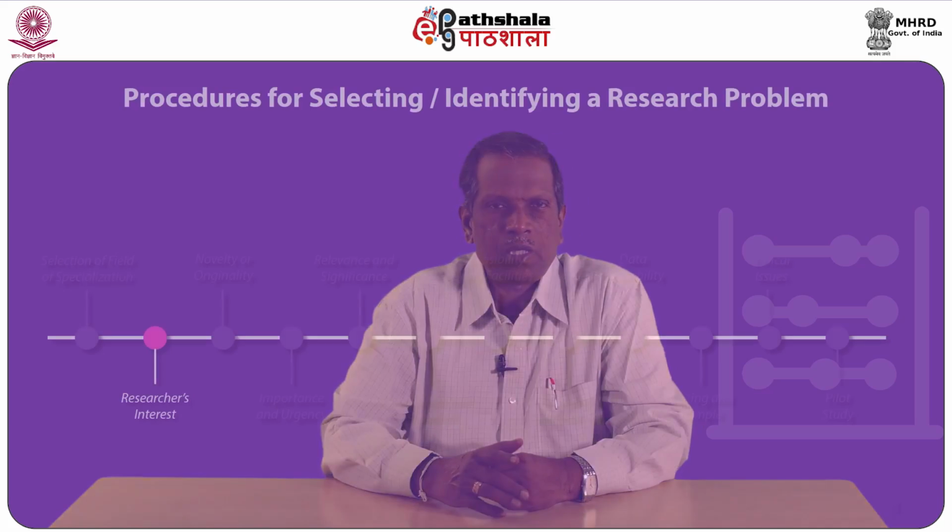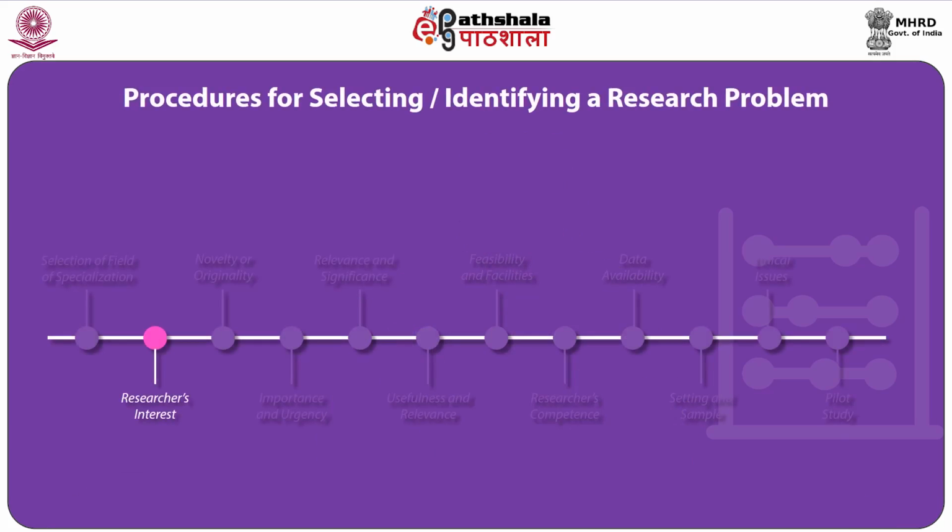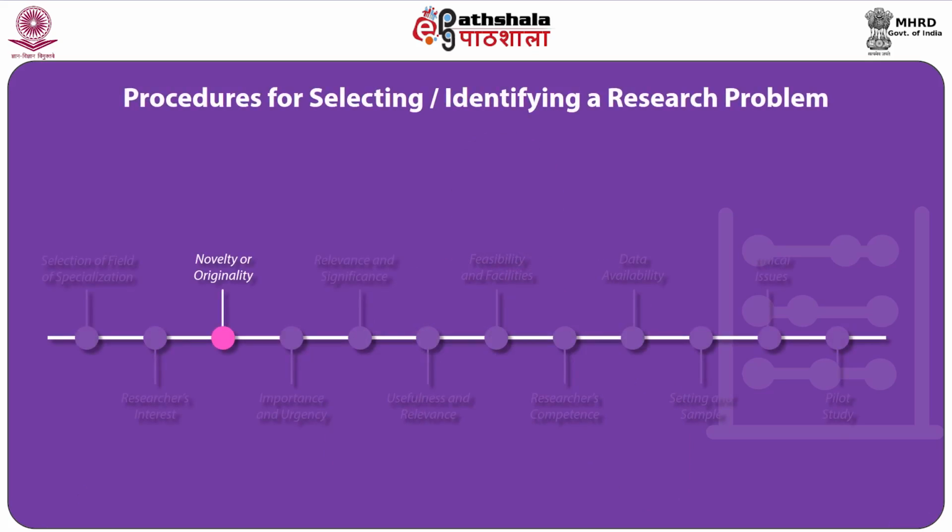Coming to the next step in selecting a research problem, one should look into the researcher's interest. The topic must be able to keep the researcher's interest throughout the research process, since research is usually a time-consuming process and involves hard work. The next procedure we have to keep in mind is novelty and originality. The topic to be selected must be, as far as possible, original and innovative, so that it would be interesting for the researcher as well as add something new to the existing knowledge.